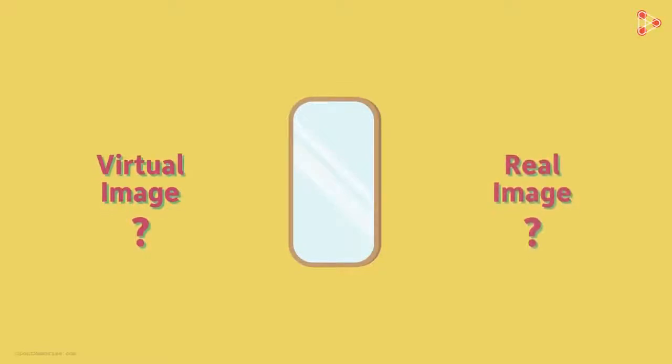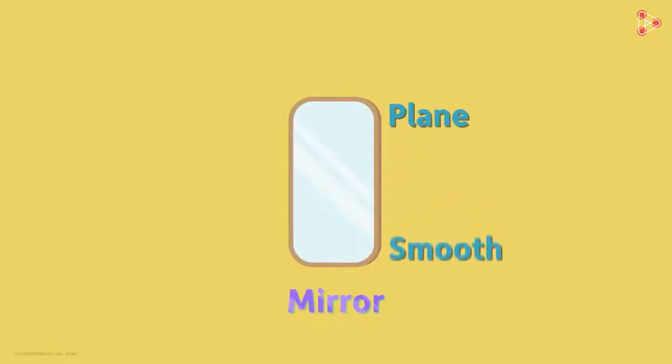Video, my aim is to give you the basic understanding of the terms virtual and real images. What you see on your screen is a mirror. It has this plane and smooth reflecting surface on one side. It's called a plane mirror because its reflecting surface is flat.